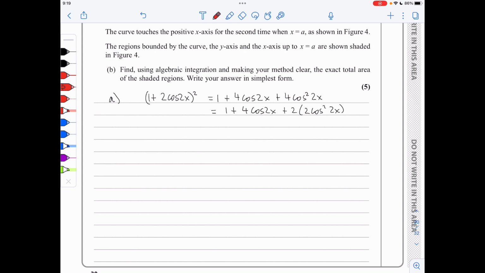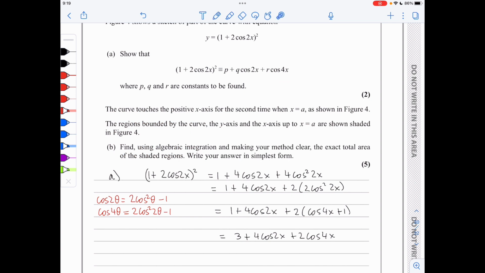Because we know of an identity, we know that cos of 2 theta is 2 cos squared theta minus 1, which means that cos of 4 theta is 2 cos squared 2 theta minus 1, and therefore I can replace the 2 cos squared 2x with cos of 4x plus 1. So if I expand this, I get 3 plus 4 cos 2x plus 2 cos 4x.